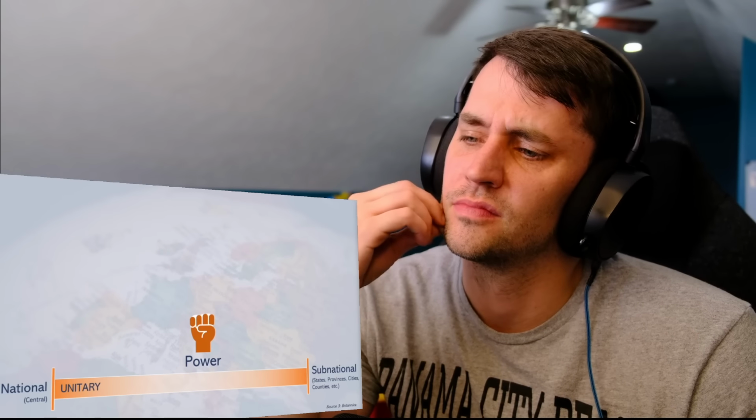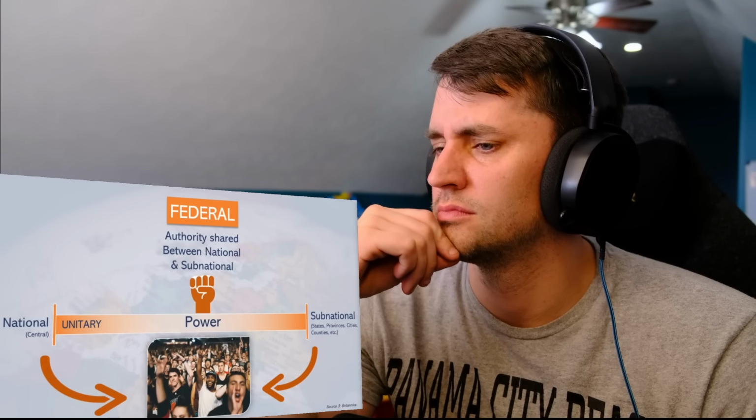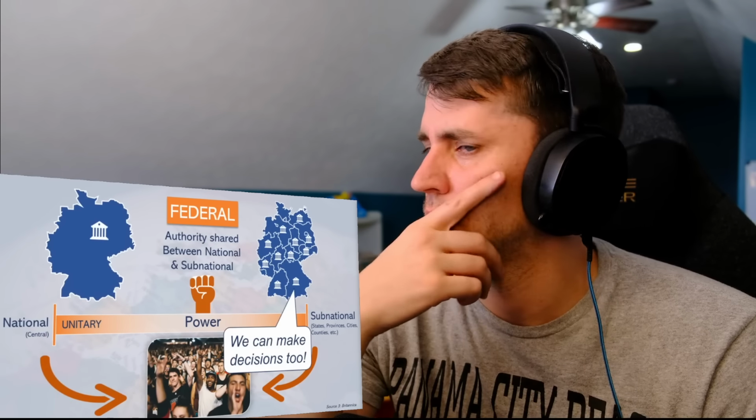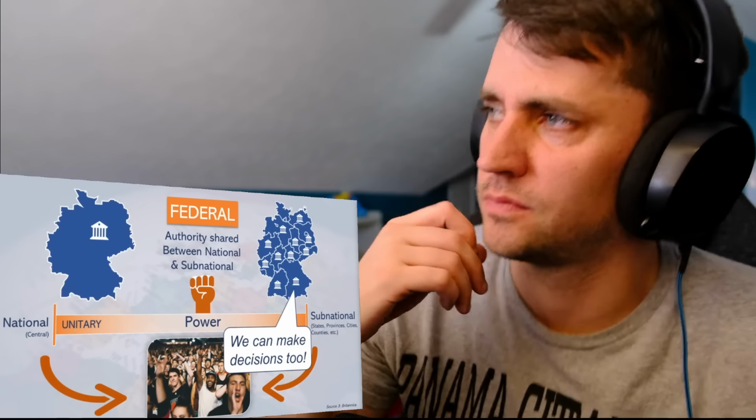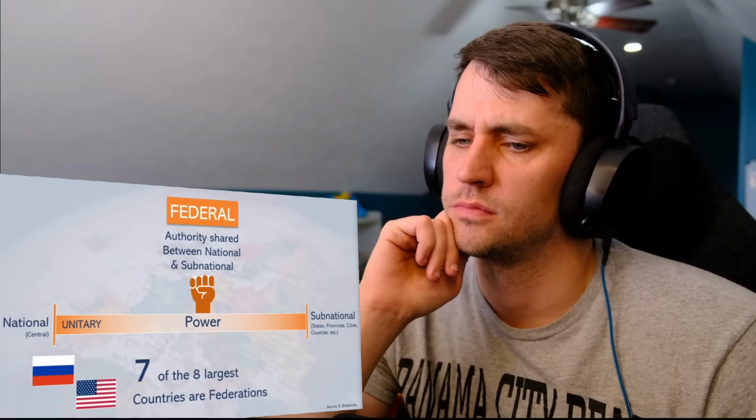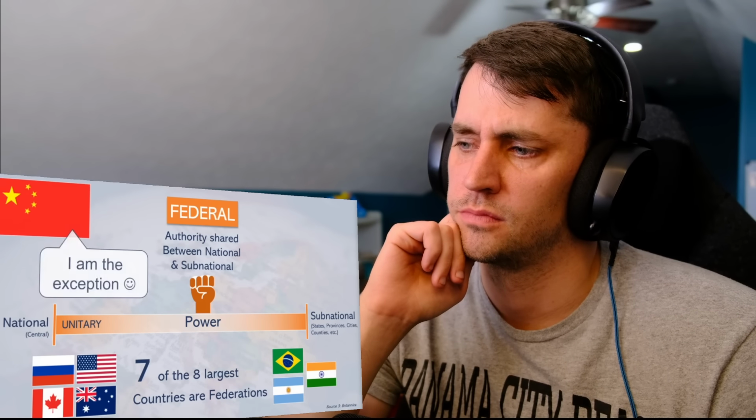Next, there's the federal model of government. Here, political authority is divided between 2 sets of governments, one national and the other subnational, both of which answer to the people. This means that local provinces and states have their own governments with some authority over their territory. Of the 8 largest countries in the world by area, 7 are organized on a federal basis.